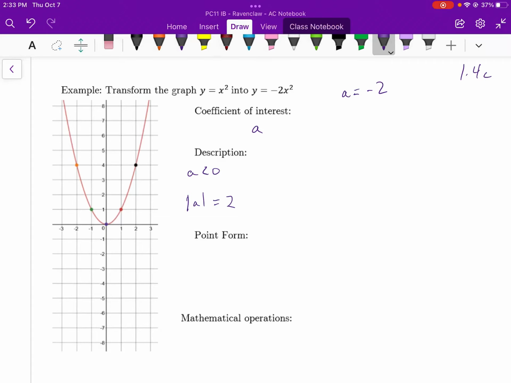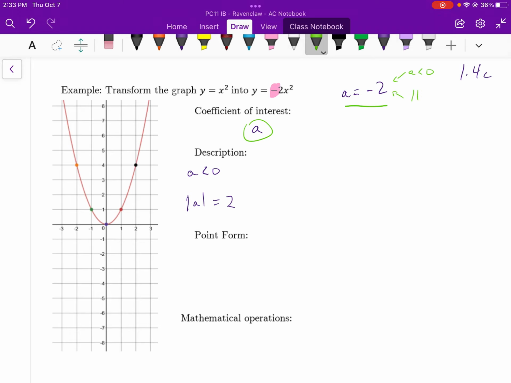Looking at our next example, I think the first great step that you should do is identify your coefficient: a is equal to -2. Now, when a is equal to -2, this actually implies two transformations. The coefficient of interest here is a. So if a is -2, this means two things. It implies two transformations. Since a is negative, we have to reflect.